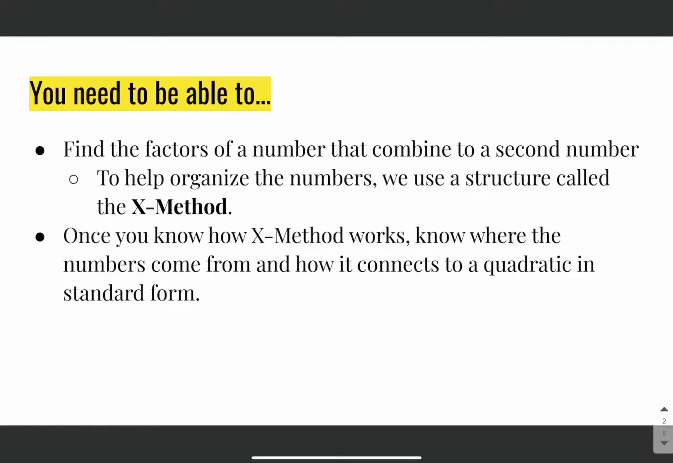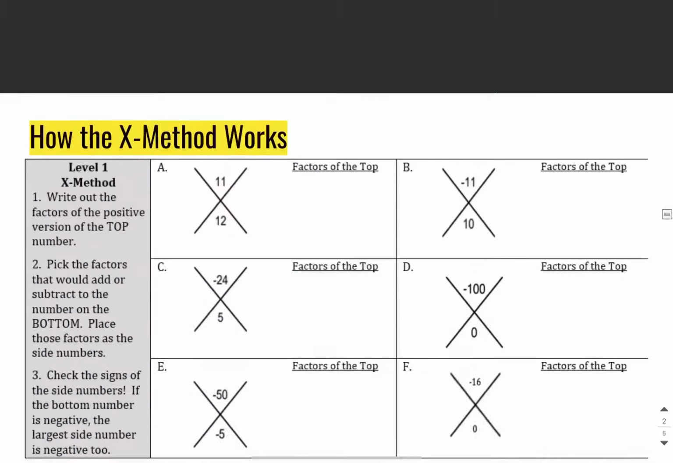What we're doing with this X method is we're trying to find the factors, aka numbers that multiply together to equal a number. But those same factors would combine together to equal a second number. That statement kind of gets confusing, which is why we need a way to organize these numbers. The structure we use to organize these numbers is called X method. Once you understand how X method works, we're going to talk about where these numbers came from and how it connects to quadratic functions that we've been talking about. So let's jump in.